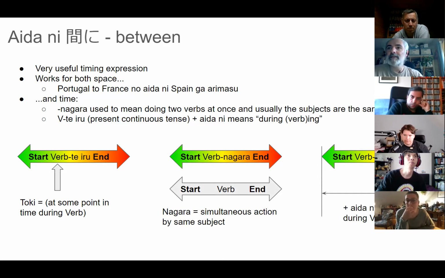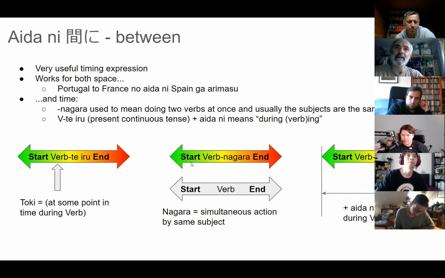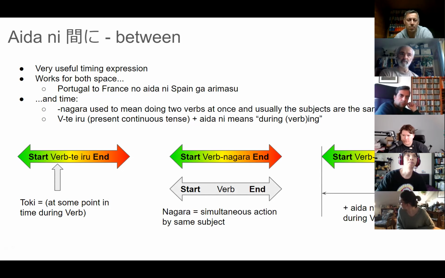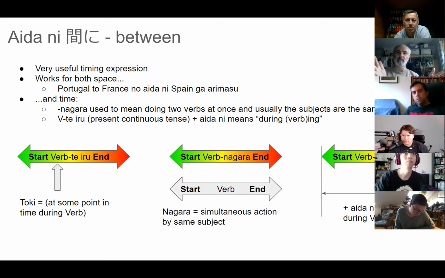But the te iru aida ni can happen at any point from here to here. So we can use it in the same way we use nagara, we can use it at the same time we use toki. Why not use te iru aida ni all the time then? Well, sometimes we want to make it clear that we are doing two things at the same time, that we are multitasking. Sometimes we want to make it clear that the thing happened at some point during a process, but we don't know when.